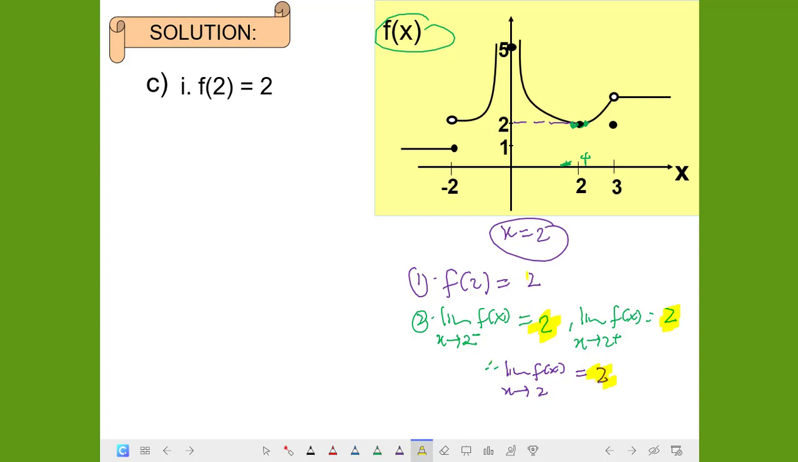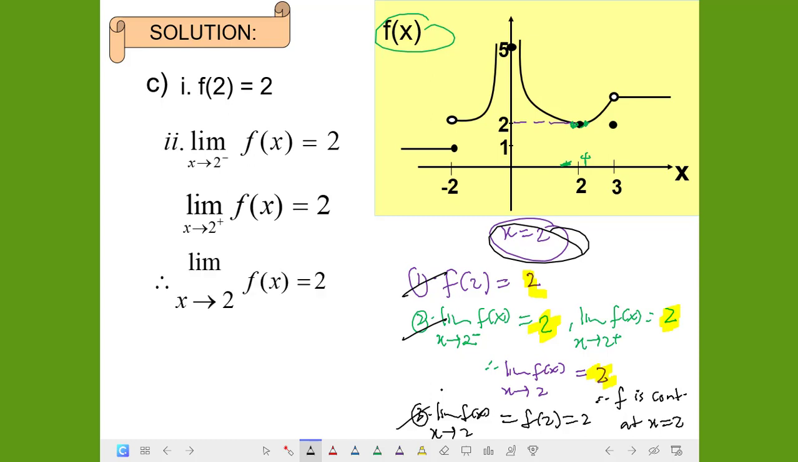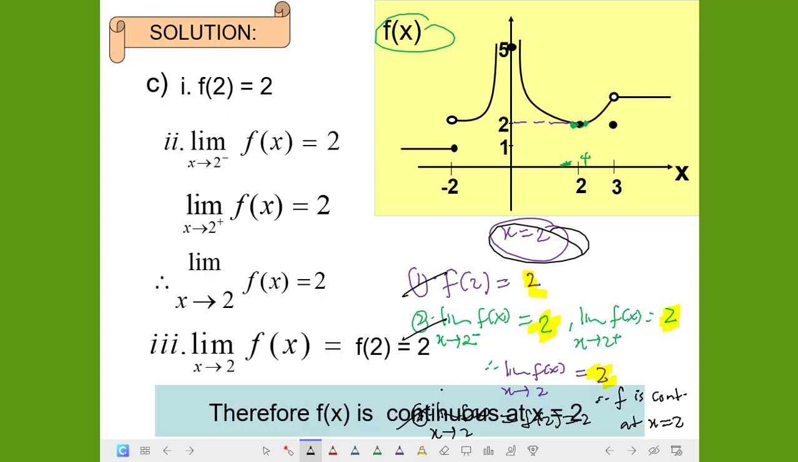Because of the same value, we conclude the third step: since the limit of f(x) as x approaches 2 is equal to f of 2, which is 2, therefore f is continuous at x is equal to 2. So when you want to show a function is continuous at a point, you need to follow all the 3 steps.